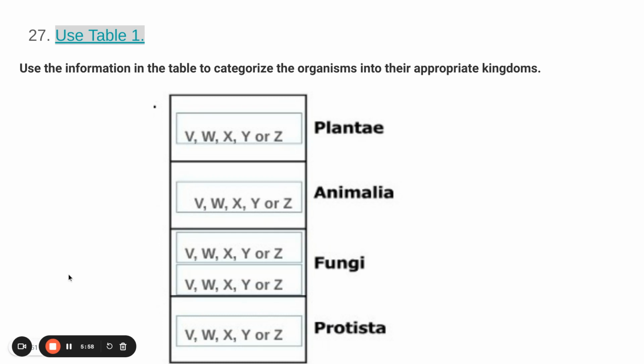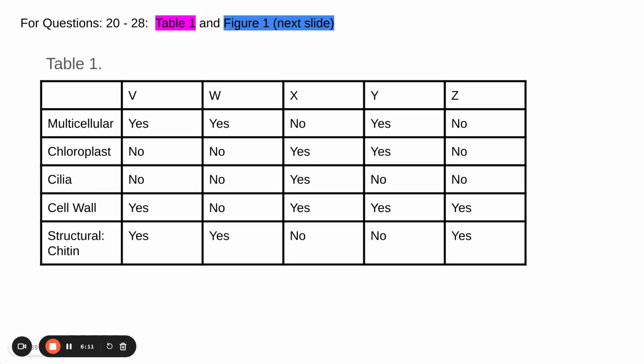Use the information in the table to categorize the organisms in their appropriate kingdoms. So we've got Plantae, Animalia, fungi, and Protista. All right, so give me 1 second. Got 2 different devices going on here. Okay, so I'm using the information in the table to categorize the organisms as a plant.